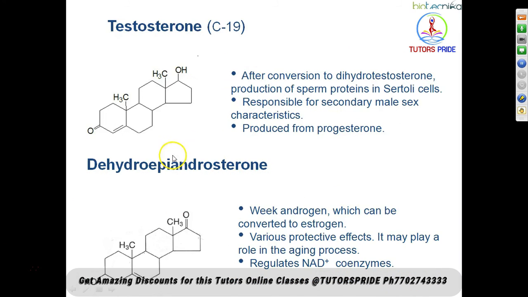Then we'll see your testosterone. In case of testosterone, it is a C19 nucleus. Progesterone C21, estradiol C18, testosterone C19 nucleus. As you can see, the structure for this one.